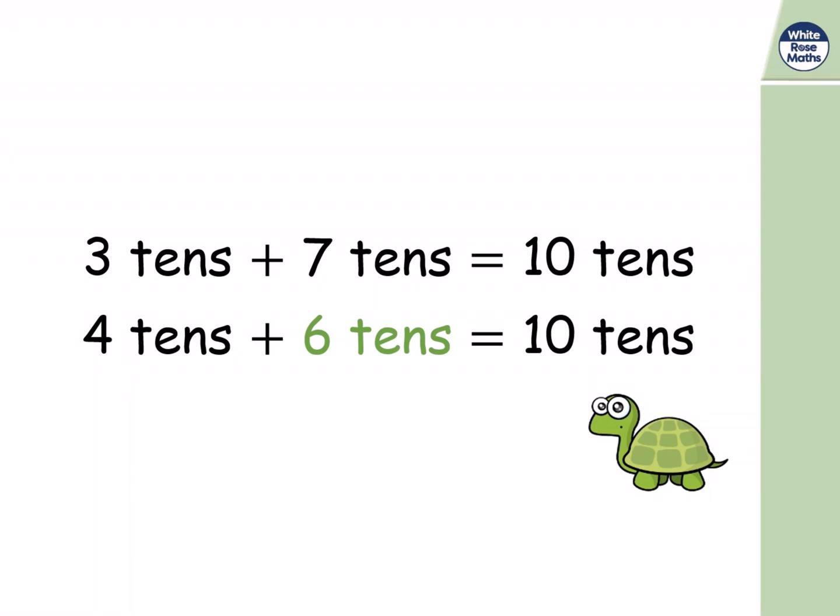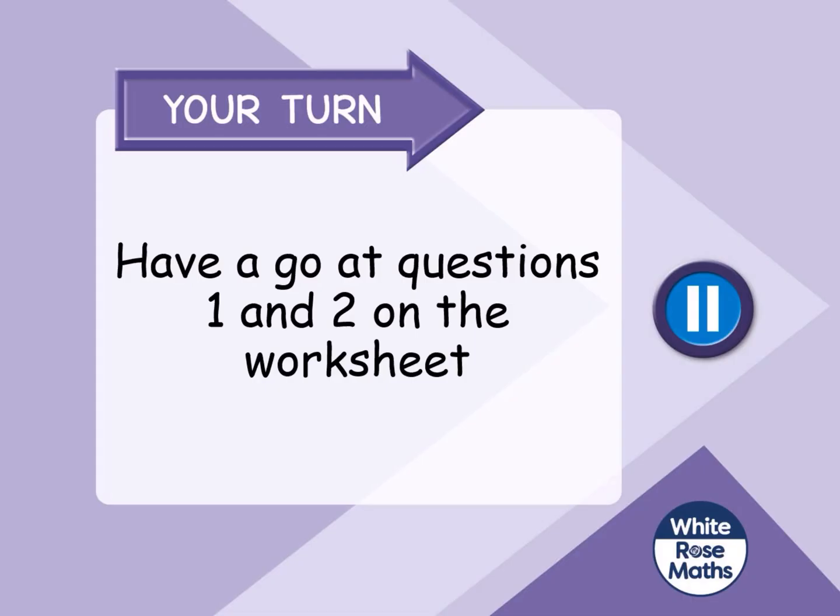4 tens plus 6 tens is equal to 10 tens. That makes more sense now. I'm starting to see a bit of a pattern. 3 tens plus 7 tens, 4 tens plus 6 tens. I wonder what the next calculation in the pattern would be. Now it's your turn to have a go at questions 1 and 2 on the worksheet.